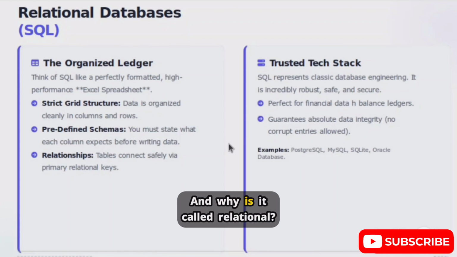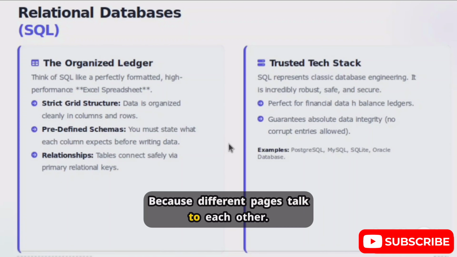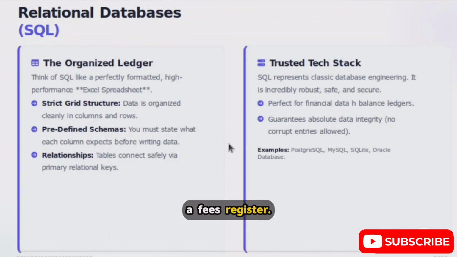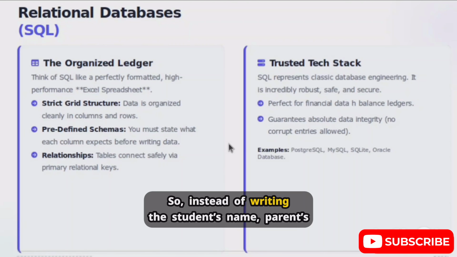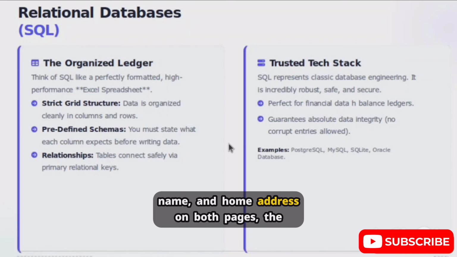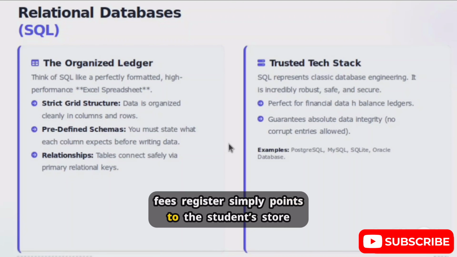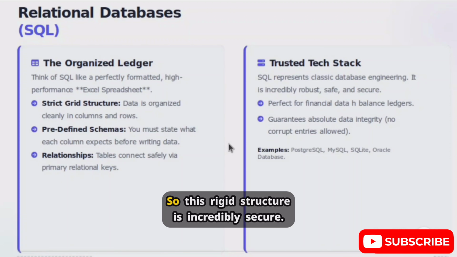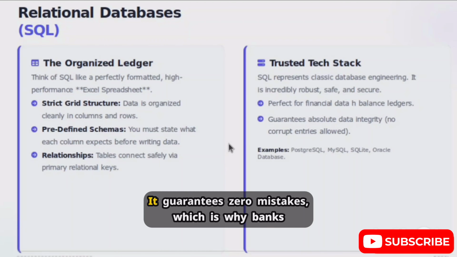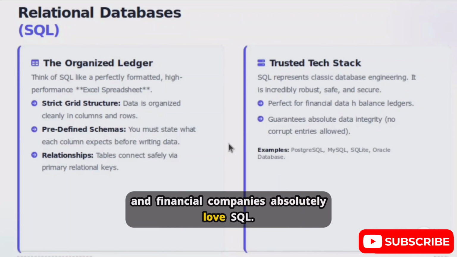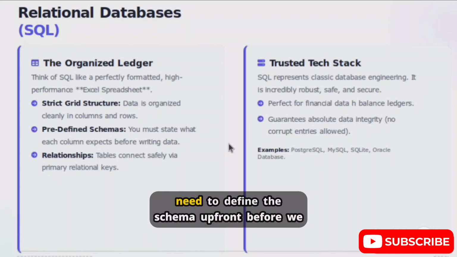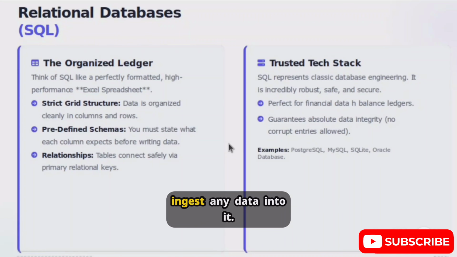And why is it called relational? Because different pages talk to each other. For example, you have a student's register and a fees register. Instead of writing the student's name, parent's name, and home address on both pages, the fees register simply points to the student's roll number. That way they are related. This rigid structure is incredibly secure. It guarantees zero mistakes, which is why banks and financial companies absolutely love SQL. So that's what a relational database is, where we need to define the schema upfront before we ingest any data in it.